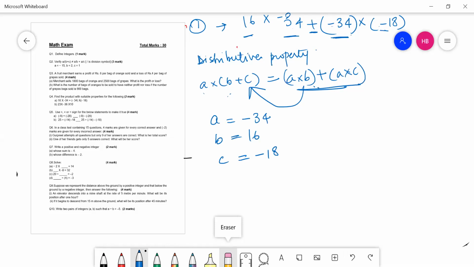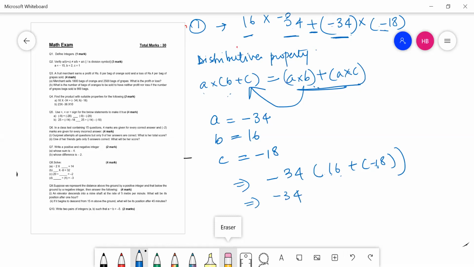Now put all these values here. So if I write minus 34, B 16 plus minus 18, right? Now since my signs are different, what are we going to do? If the signs are different, I'm going to subtract. If I subtract, I will get 18 minus 16 is 2, and because 18 is greater and 18 has a negative sign, my answer will also have a negative sign.